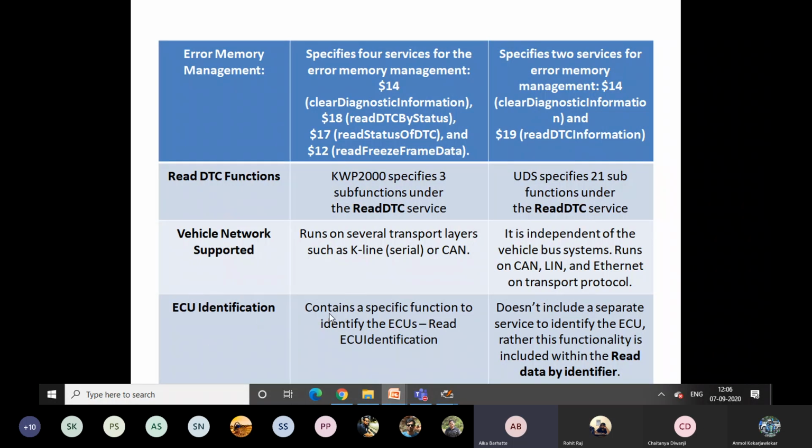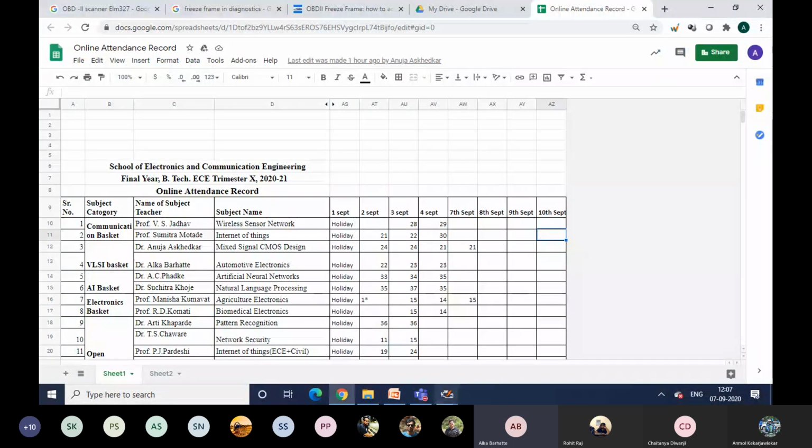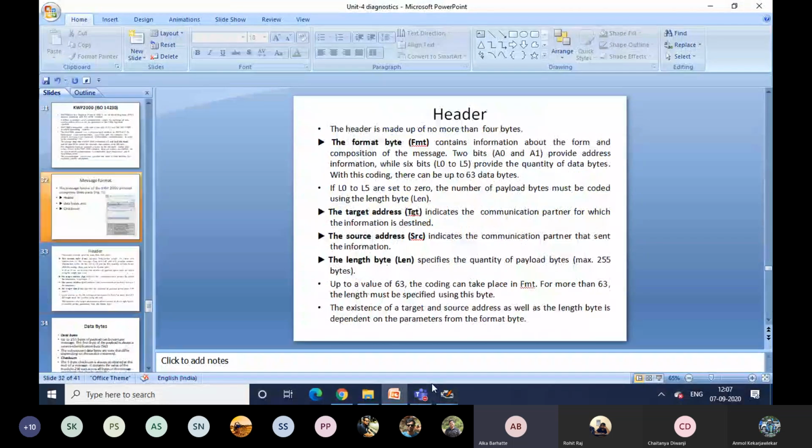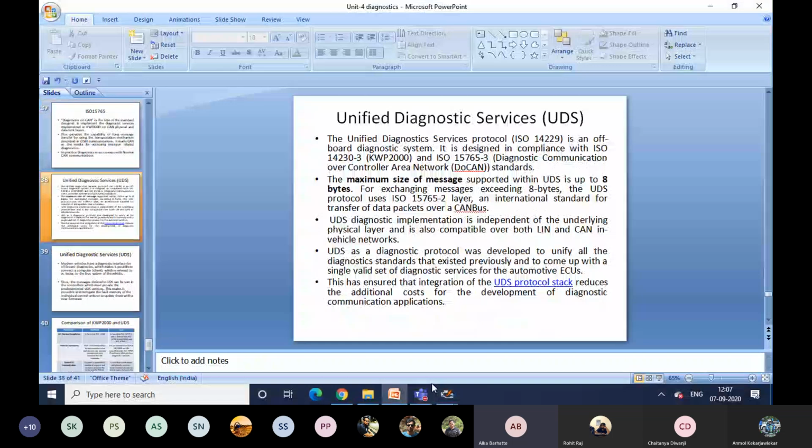ECU identification contains a specific function to identify the ECUs, read ECU identification. So it is related to your addressing of that one. UDS does not include a separate service to identify the ECU, rather this functionality is included in read data identifier itself. Okay, so read DTC information itself is containing that particular data. So this is the difference between KWP and your UDS protocol.